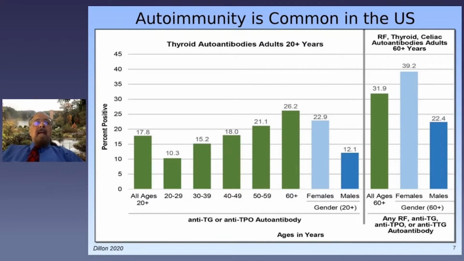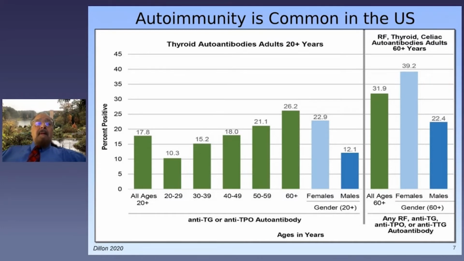And we and others have used this research to look at the frequency of autoantibodies in the United States. This next slide talks about how common autoimmunity is in the United States. Here we see an example on the left of thyroid autoantibodies directed against thyroid components. And as you can see, if you look at everyone, around 18% of the US population has these antibodies.